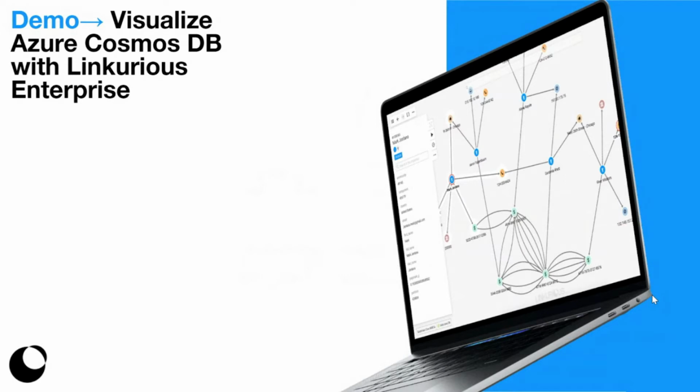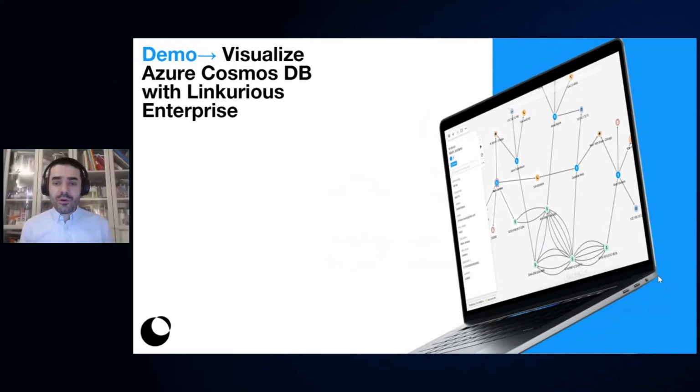I've prepared a bit of a demo to give you a hands-on experience watching and understanding how Linkurious Enterprise works. In this demo, we are going to be connecting to an Azure Cosmos DB instance. In this instance, we are storing some dummy data representing the sort of information that a financial institution can have about its clients.